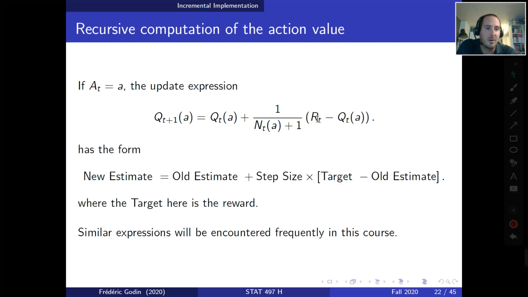The target is the quantity for which we want to estimate the expected value, minus our old estimate. Okay, so this form here, we will encounter it repeatedly during the course. What will change in the various algorithms we will encounter is the specification of the step size and the target. But this generic formula, we will encounter it over and over, so it's good to memorize it at this point.